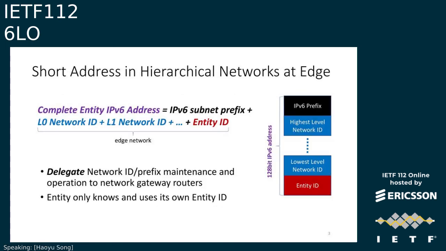If we observe the address, we can see the entities in the IoT network share a common IPv6 subnet prefix. Below that, if we further partition the network into multiple levels, each level will own its own network ID. And finally, the entity ID is only the suffix part of the IPv6 address. Therefore, our key idea is to let the entity only know and use its own entity ID, while we delegate all the network ID and prefix maintenance and operation to the gateway routers. Next slide.